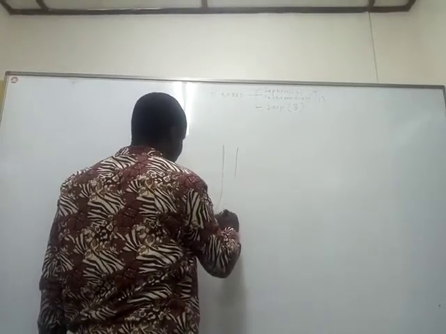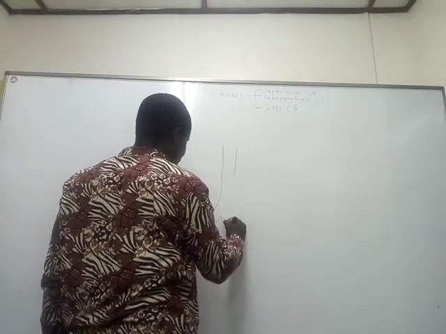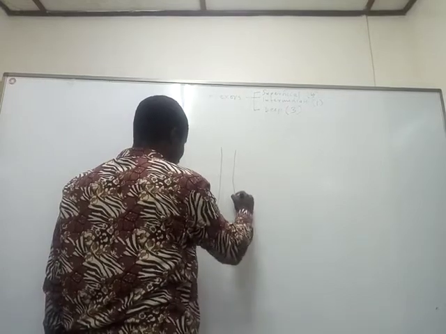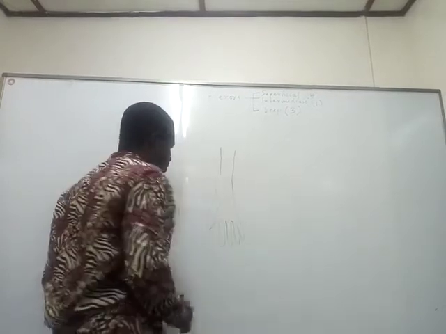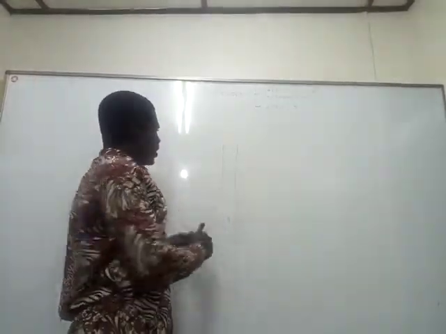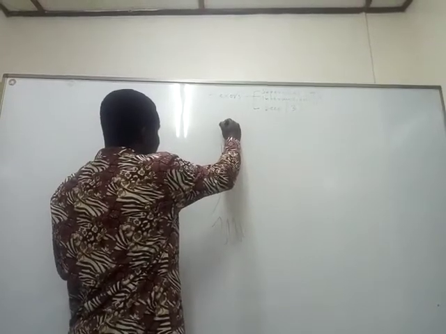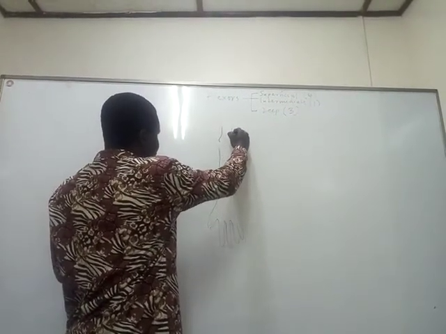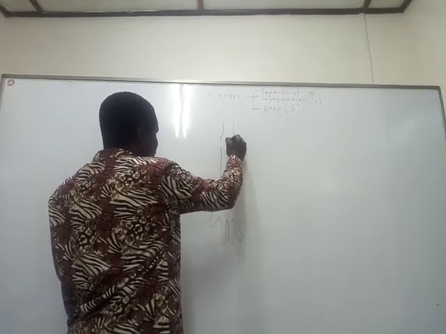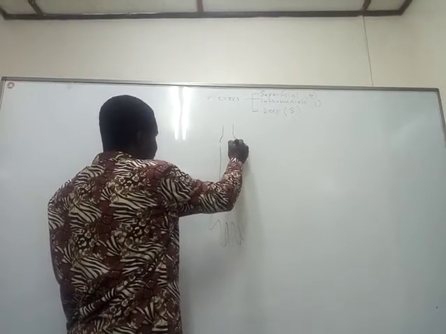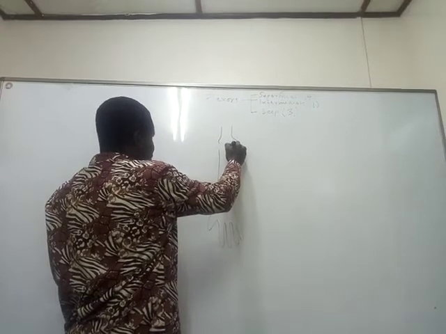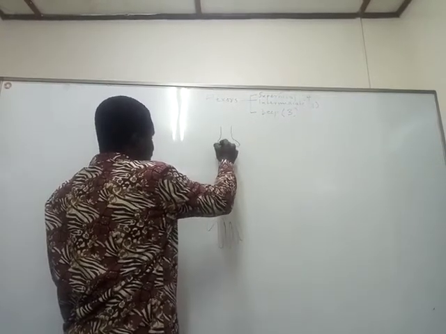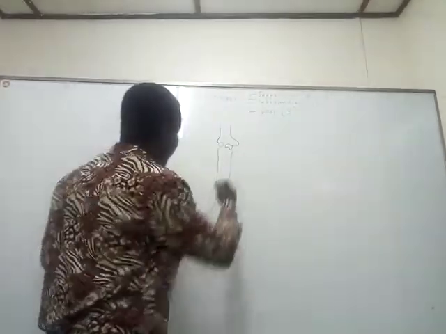Assuming this is the hand. And let's say this is the lateral epicondyle. We have the medial epicondyle. The medial epicondyle is more prominent. Let's see, we have such a structure.